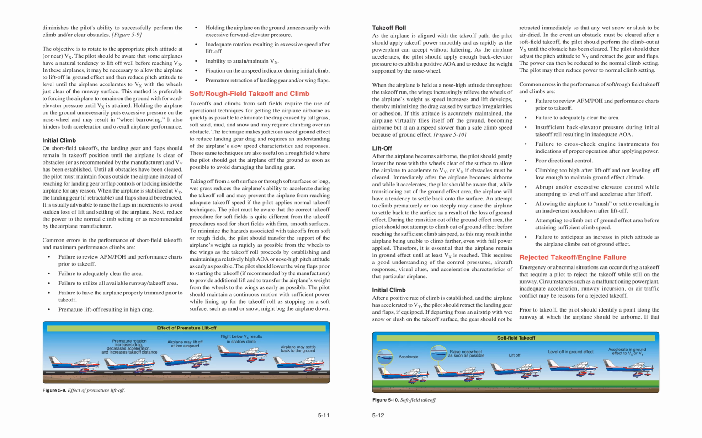Common errors in the performance of short field takeoffs and maximum performance climbs are: failure to review AFM/POH and performance charts prior to takeoff, failure to adequately clear the area, failure to utilize all available runway/takeoff area, failure to have the airplane properly trimmed prior to takeoff, premature liftoff resulting in high drag, inadequate rotation resulting in excessive speed after liftoff, inability to attain/maintain Vx, fixation on the airspeed indicator during initial climb, premature retraction of landing gear and or wing flaps.